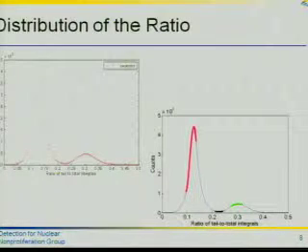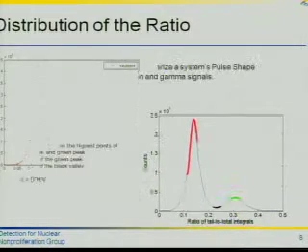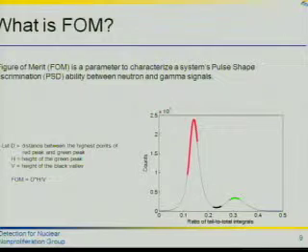To compare the PSD performance of different digitizer, we plot the ratio of the tail area to the total area. On the left is a scatter of this ratio, and on the right is a fitting for this scatter. The red peak corresponds to the counts from gamma, while the green peak corresponds to the count from neutron. We then calculate FOM from the plot. FOM is a parameter to characterize a system's pulse shape discrimination ability between neutron and gamma signals. The details of the calculation is printed on this slide. The larger the FOM is, the better the PSD performance of that digitizer.